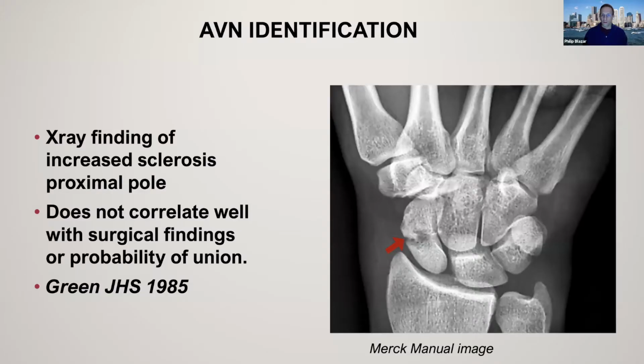In terms of identifying avascular necrosis, this image from the Merck manual, so directed at general medical students and people, is the image of proximal pole avascular necrosis, demonstrating that the proximal pole is sclerotic on plain X-ray. Multiple studies have shown at a variety of times that actually this does not correlate particularly well with either surgical findings or the probability of union. So unfortunately, it's not quite that simple.